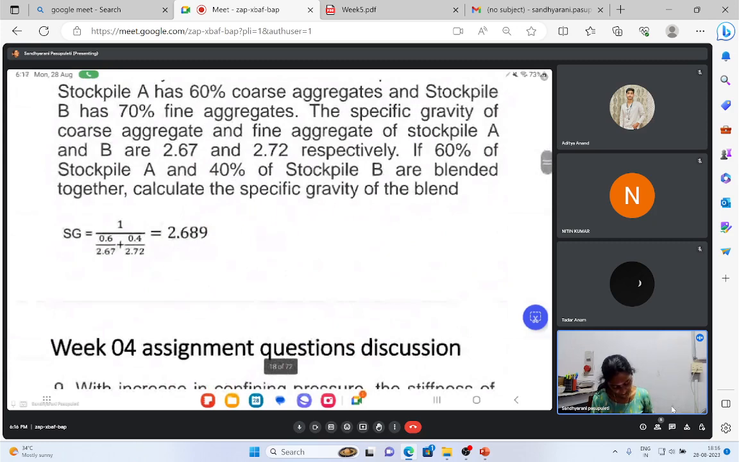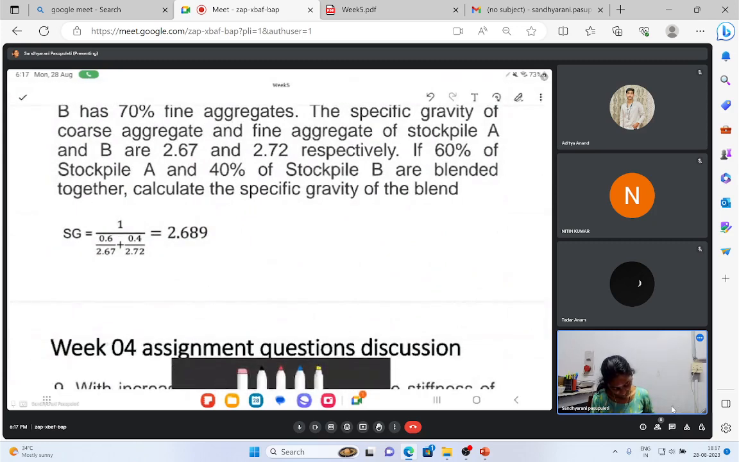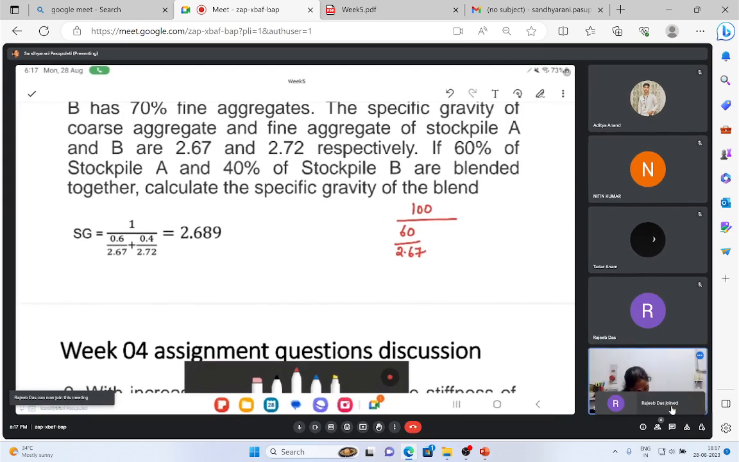So you can see here, you can also calculate this like: out of total 100, 60% are from stockpile A, and stockpile A has the specific gravity of 2.67. Then 40% is stockpile B, and stockpile B has the specific gravity of 2.72, which is nothing but the same as what I have written here.